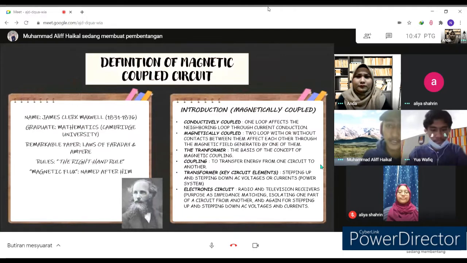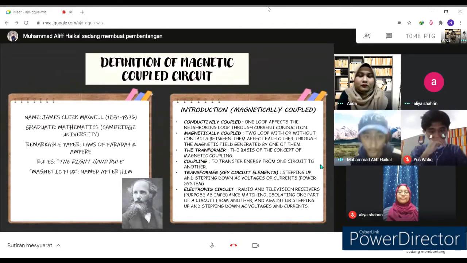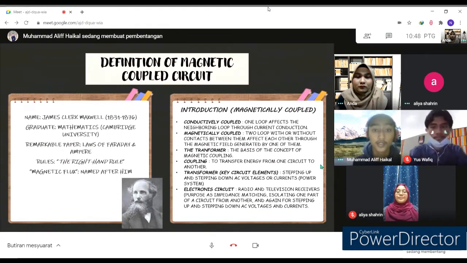Okay, the magnetically coupled circuit concept is credited to James Clerk Maxwell, born in 1831 and died in 1876. He graduated in mathematics from Cambridge University. His remarkable paper is on the Laws of Faraday and Ampere. The rule that he produced is the right hand rule, and magnetic flux is named after him.